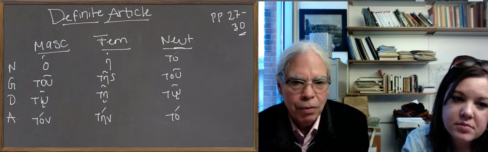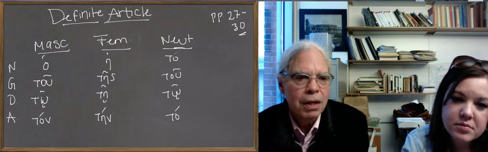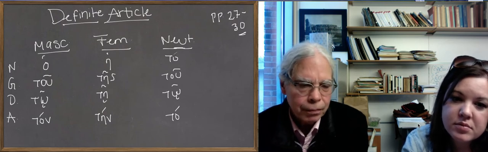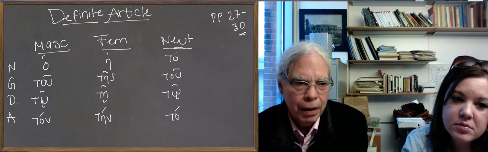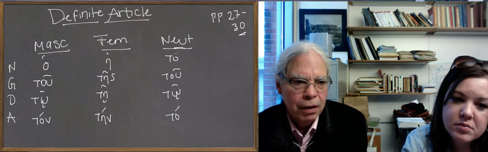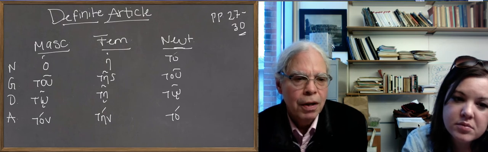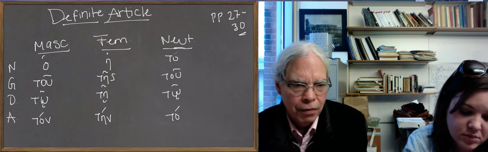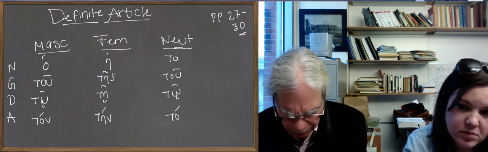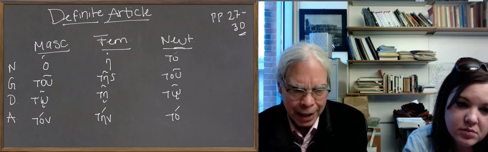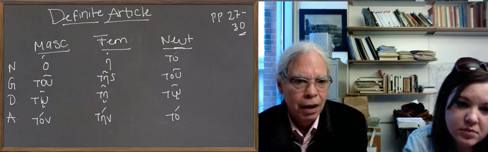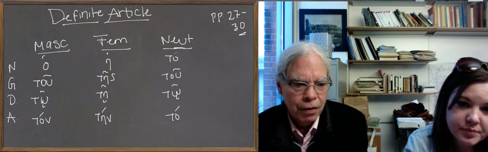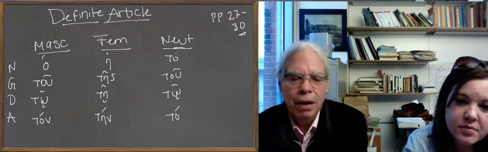All the others, the stem of the word begins with a T, okay? And basically, outside of the nominative, the endings for the masculine form of the article are the same as those of logos: tou, tō, and ton, okay? For the feminine forms outside of the nominative, these are the same as the genitive, the dative, and the accusative of technē, okay? In the case of the neuter, forms are like dōron, except in the nominative and the accusative.